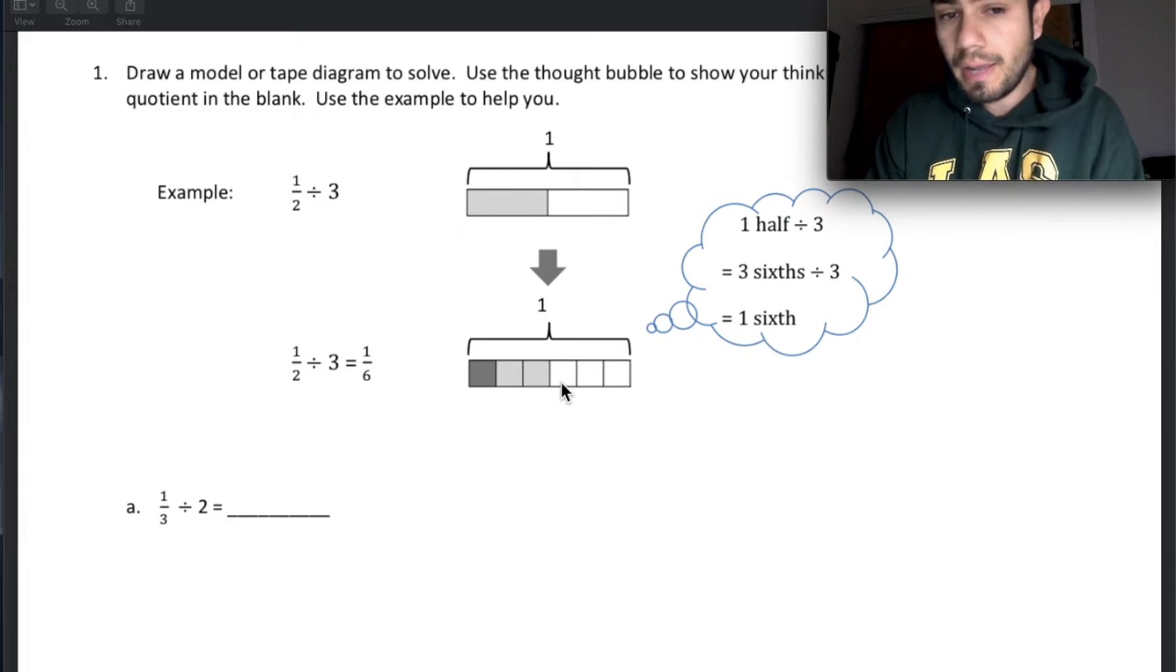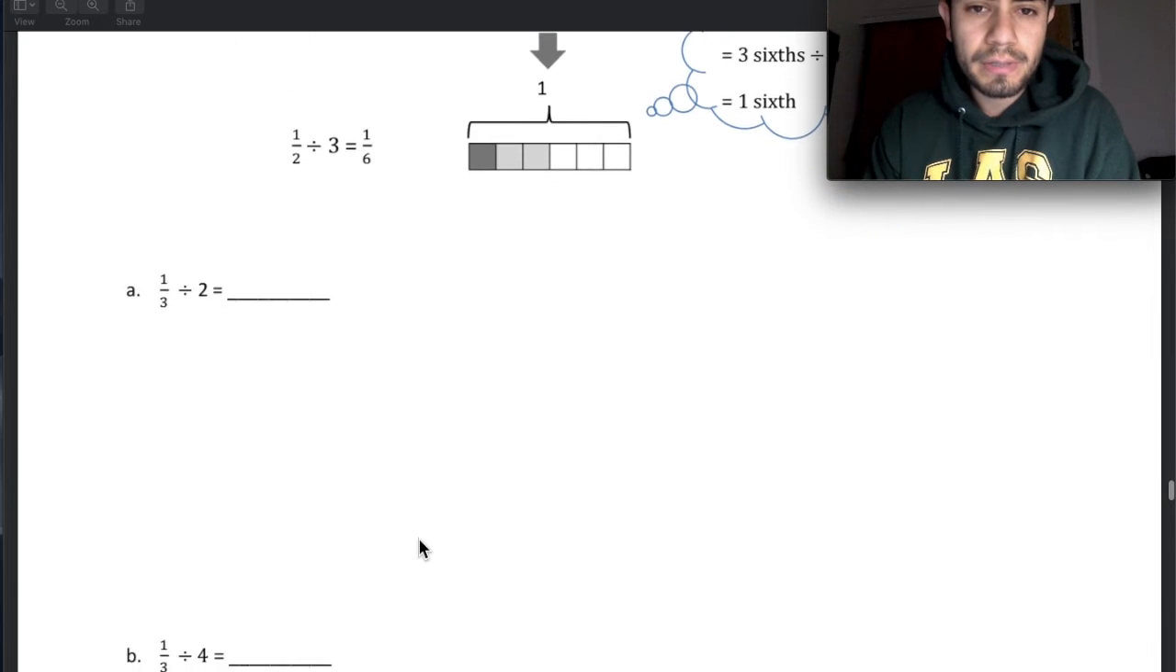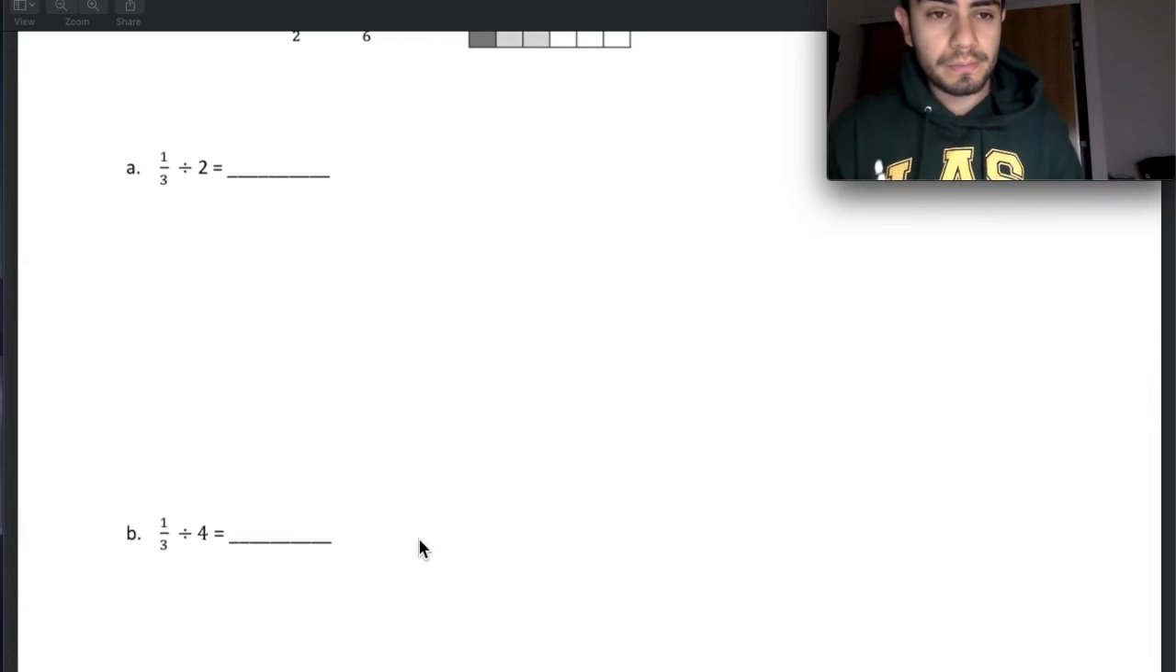Okay, so then now what they had was 3/6 divided by 3, which when you continue it, it should give you 1/6. Now, let's break this down on this next problem so that it can make a little bit more sense.